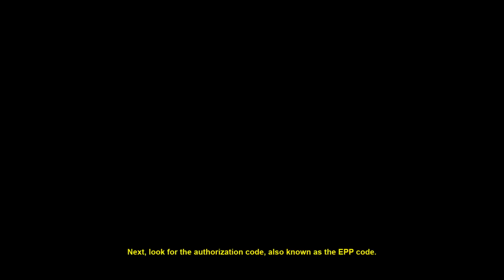Next, look for the authorization code, also known as the EPP code. Click on Get Authorization Code to have it sent to your registered email address. Open your email and find the authorization code that was sent by GoDaddy. Copy this code, as you will need it for the next steps.